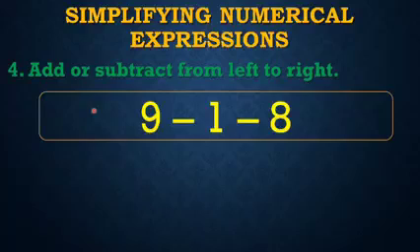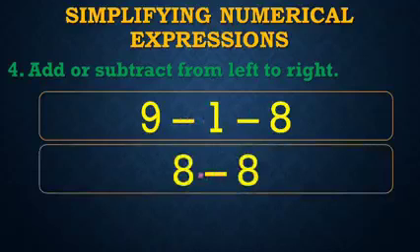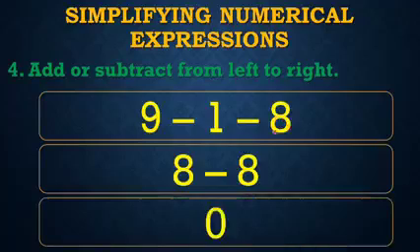Palaging magsisimula sa kaliwa papuntang kanan. In this case, we need to subtract first 9 minus 1. And 9 minus 1 is equal to 8, and subtract that result to the remaining, which is minus 8. 8 minus 8 is equal to 0. So that's the rule. Or in short, to memorize the rule, GEMDAS yung rule. G stands for grouping, E stands for exponential expression, numeric exponent, MD either multiplication or division, again from left to right, finally the addition or subtraction from left to right.